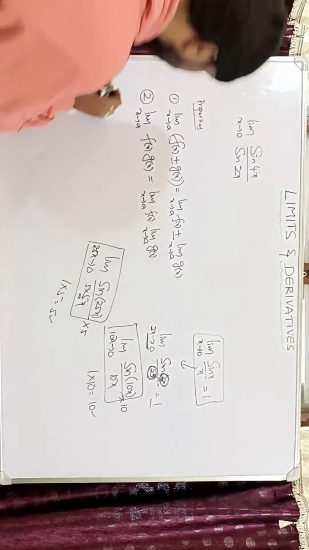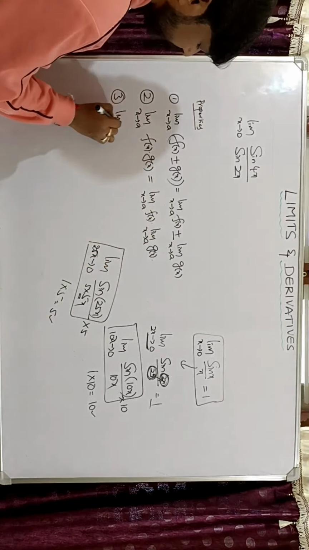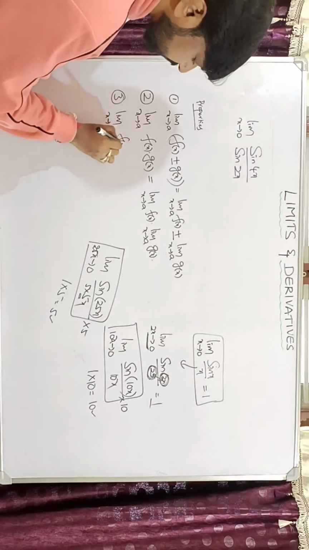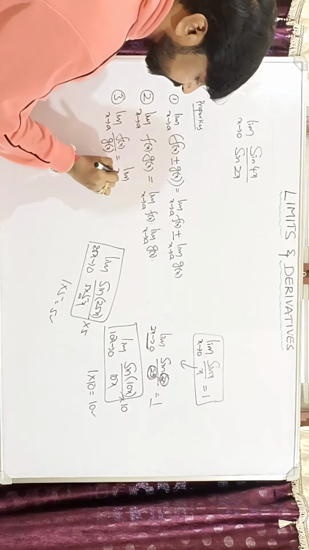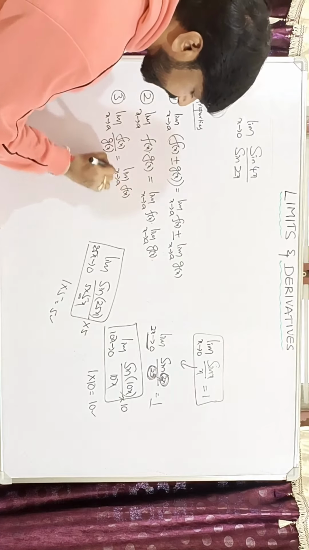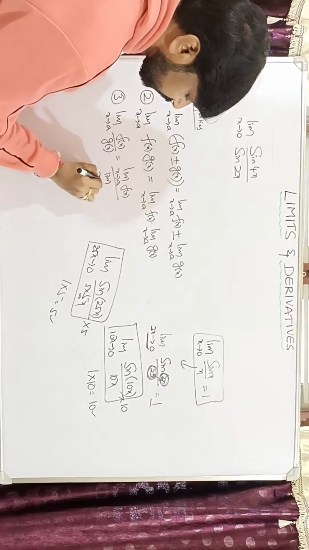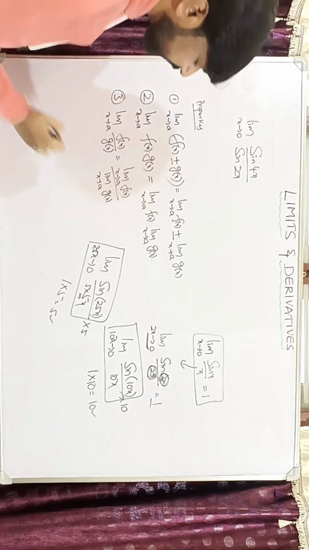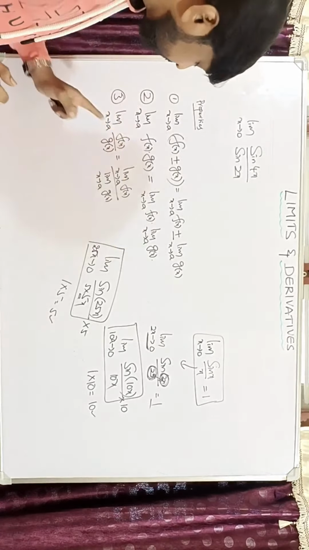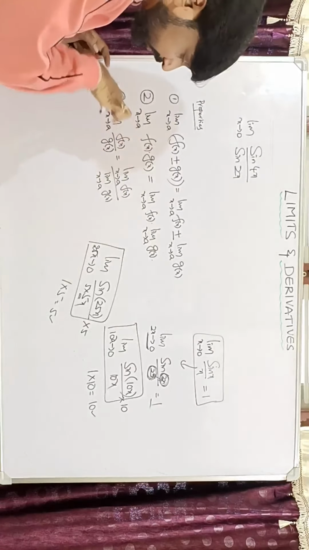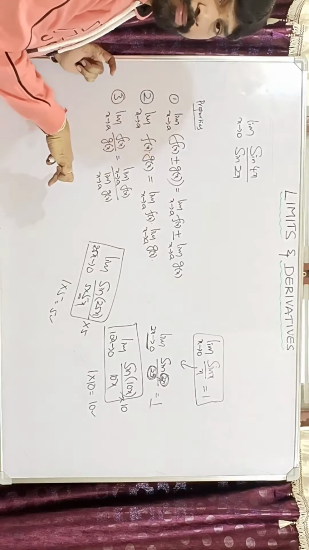Next, the third property: limit x tends to a, f of x by g of x, can be written as limit x tends to a, f of x by limit x tends to a, g of x. What does this mean? If multiplication is there, you convert it into two limits. If division is there, you can separate the limits for the numerator as well as the denominator.